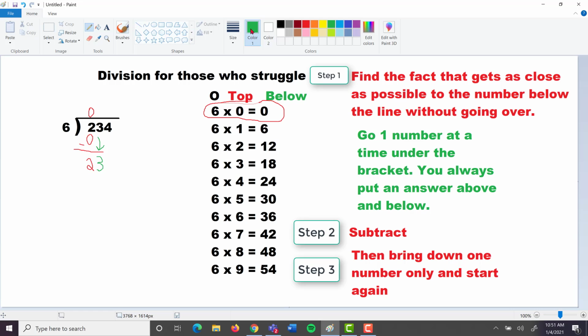Okay, well, let's see. What number gets as close as possible to this without going over? So I look at my answers. 18, 24 is too big. I'm looking for 23. So the answer that gets as close as possible to 23 without going over is 18. Because 24 was too big. It goes over 23, right? 18 stays below, but it's the closest one. Okay, so this number goes up top.